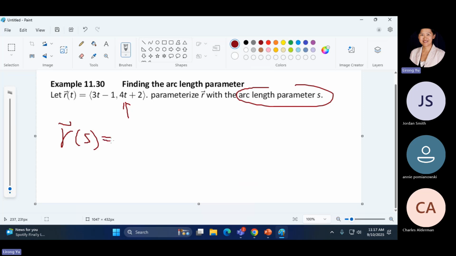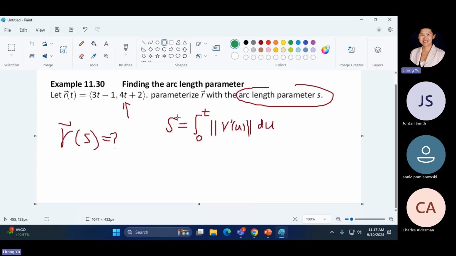If you are trying to create something in relation to s, or in the representation in s, then you have to find out the s relation with t. Now, according to our definition, arc length parameter s is equal to the integral from 0 to t of the magnitude of r prime u. I was writing on the definition. This is really a piece of calculation from time 0 to time t. But nonetheless, that's our formula.